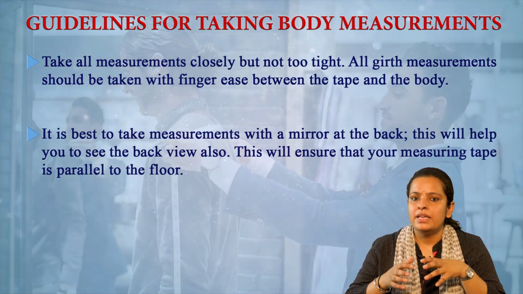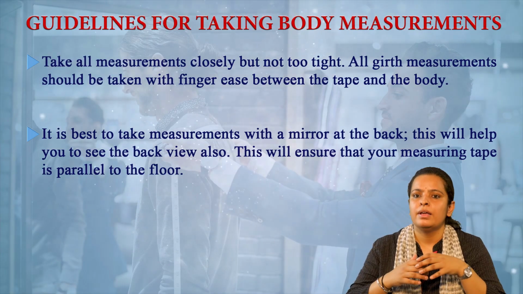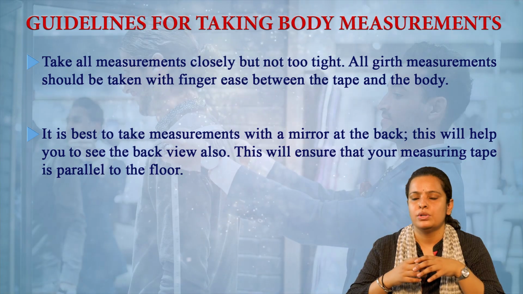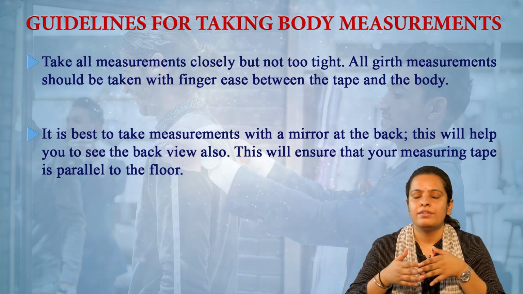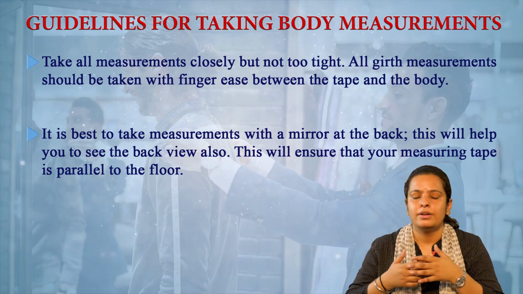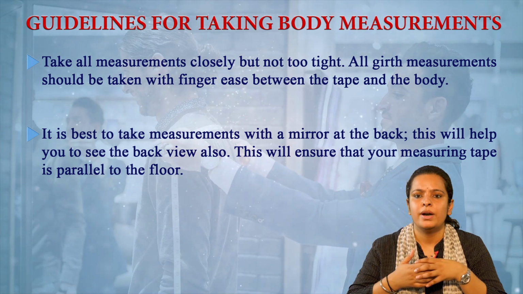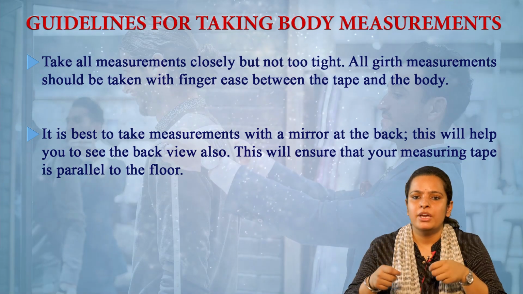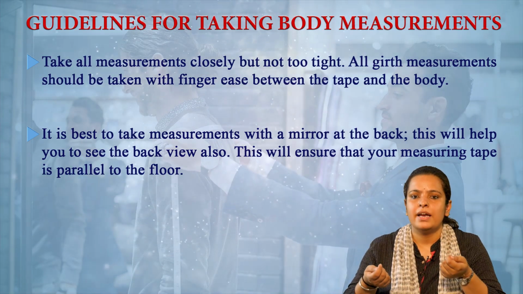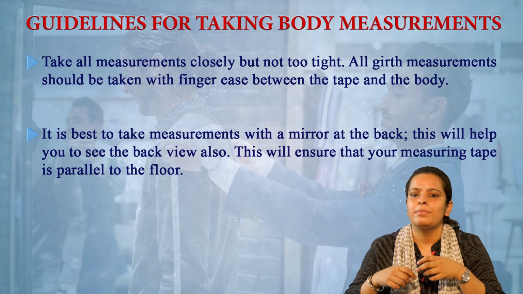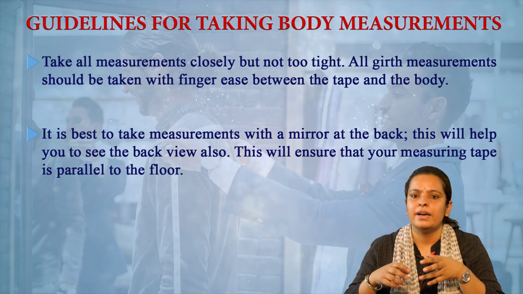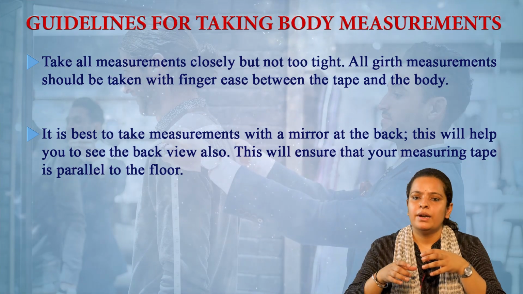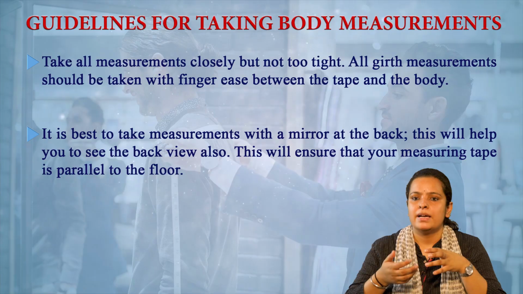Then it is best to take a measurement with a mirror at the back. This will help you to see the back view also. Like if the person for whom you are taking the measurement is standing in front of you, and you have put the tape at his back side, and if the measuring tape is not straight, if it is bent or twisted, you cannot see. So it is always better to keep a mirror at the back side.